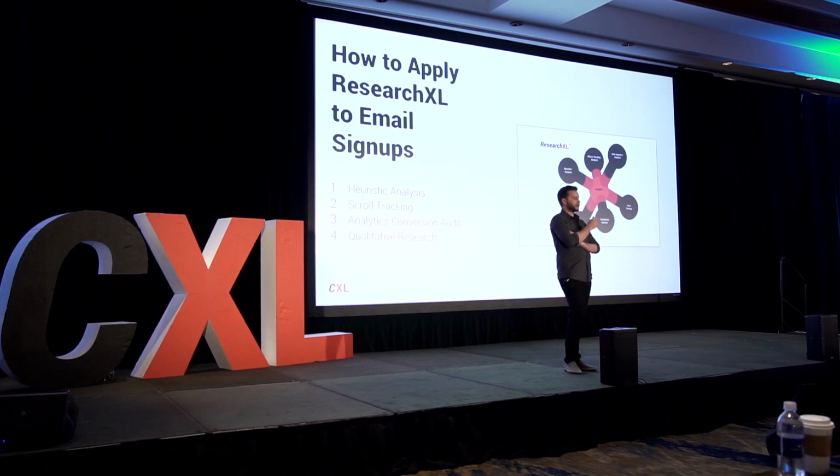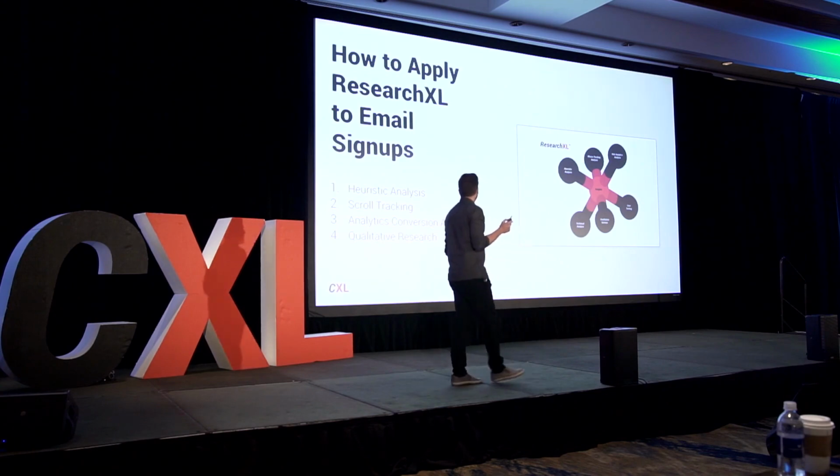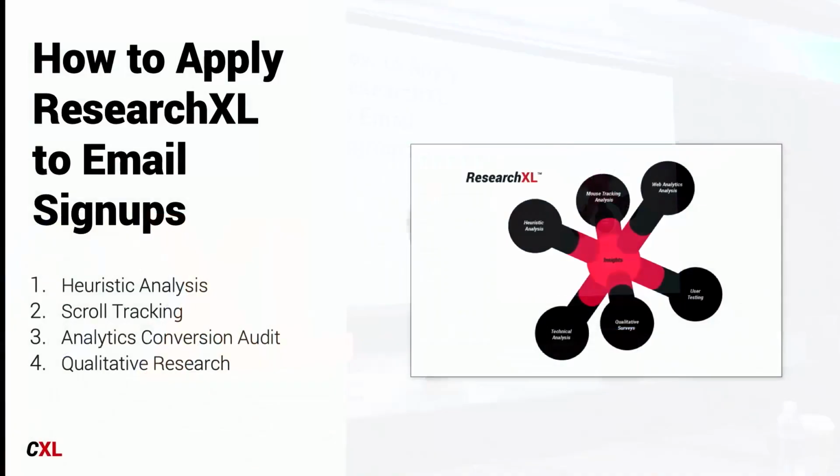Okay, so how can you actually apply this ResearchXL model to optimizing for email signups? So specifically, heuristic analysis is what we saw in that first example, where we looked at things that weren't super clear, ways we could increase motivation, reduce the friction, that sort of thing. Like scroll tracking and heat maps, this will give you an idea of whether the element that you're thinking of optimizing, say it's an email sign-up form at the bottom of the page, is being seen. If you look at scroll tracking, you might see that only 15% of people are even seeing that. So that should tell you to shift to different tactics, something that's more visible and that more people are actually going to interact with.